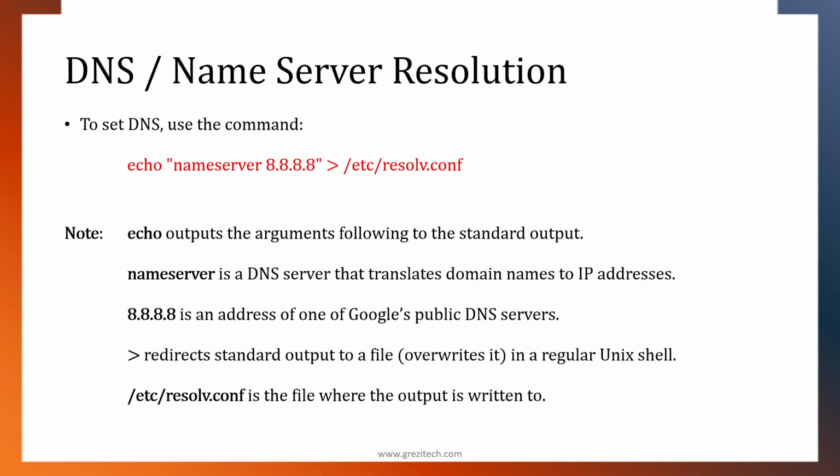So I'm going to be using Google's DNS. And the best way to do that is to use the command echo nameserver 8.8.8.8 into the /etc/resolv.conf file. This command is actually very easy. Echo outputs the arguments. Nameserver, this is Google's DNS server. This greater than symbol is going to redirect the standard output to a file, and then this is the name of the file.